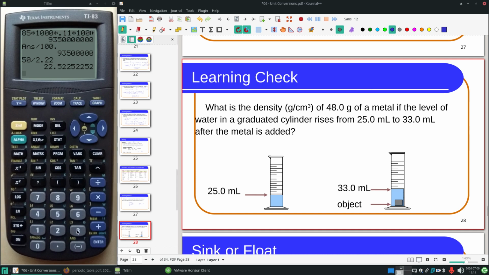So I just do a simple math problem. 33.0 minus 25 gives me 8. This is a subtraction problem, so we have to handle the significant figures. We're uncertain in the tenths place, so we know this is 8.0 milliliters, with a little bit of uncertainty on that 0. So the volume of that metal is 8.0 cubic centimeters, or 8.0 milliliters. I just take the 48 grams that's listed there, divide it by 8, and I get that whatever this is has a density of roughly 6.0, because of two significant figures, grams per cubic centimeter.